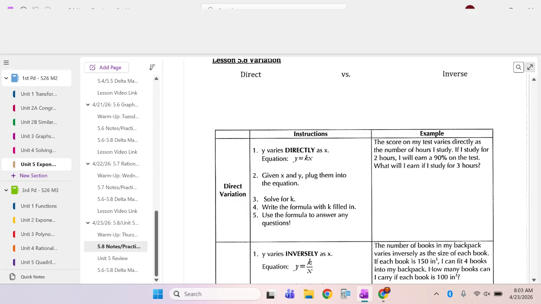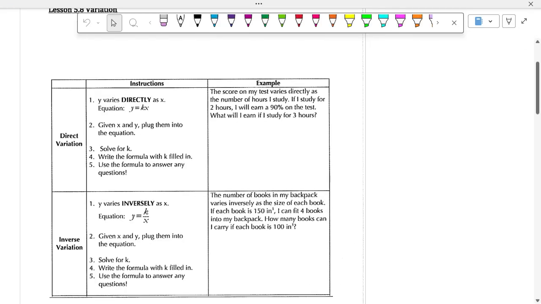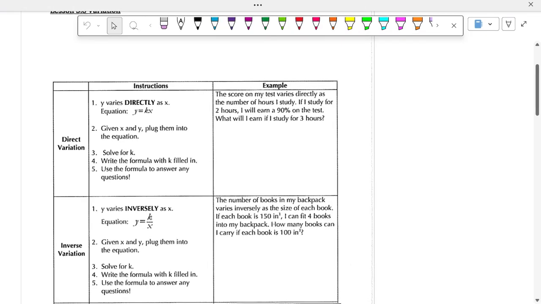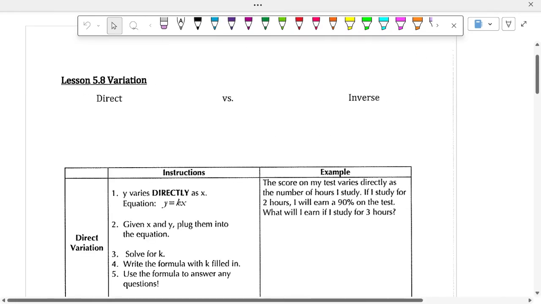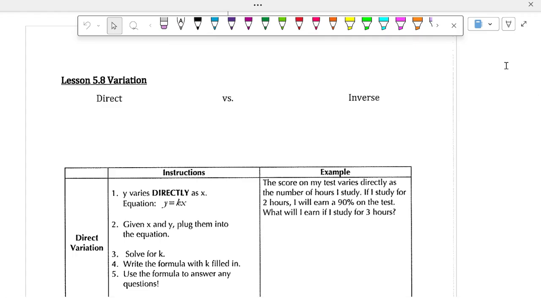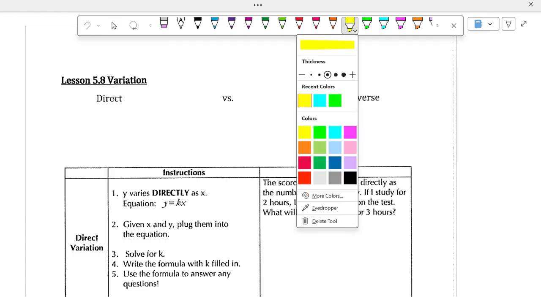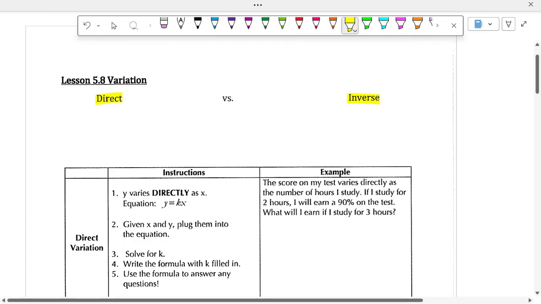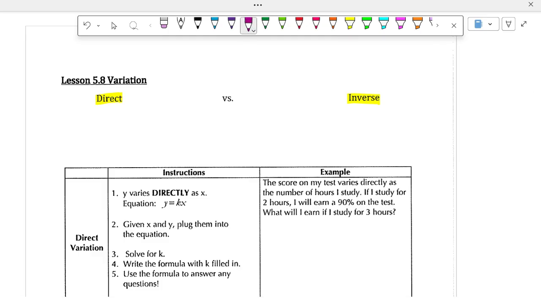All right, so I'm on page 41. Shh. The quicker I can get through this, the more time you'll have. So, the last little thing that I have to teach you guys for this unit is variation. Specifically, there are two types, direct and inverse. Okay? Now, it's actually pretty easy.